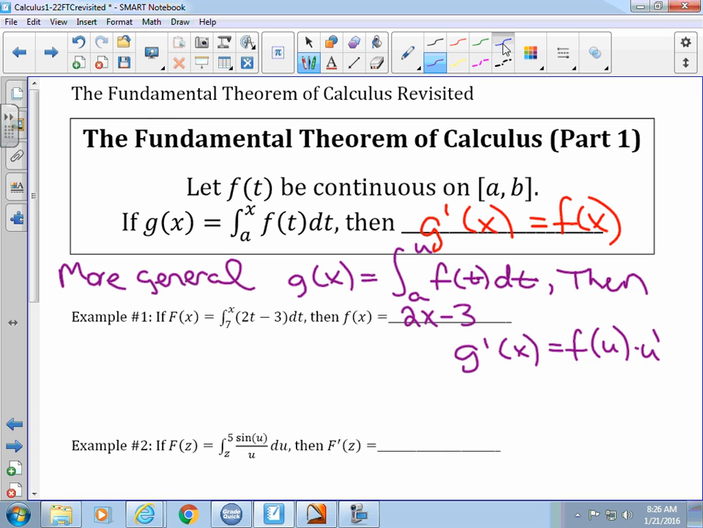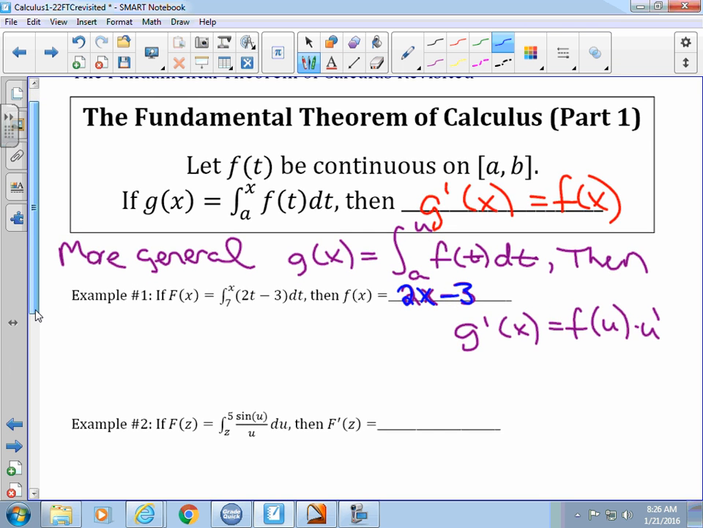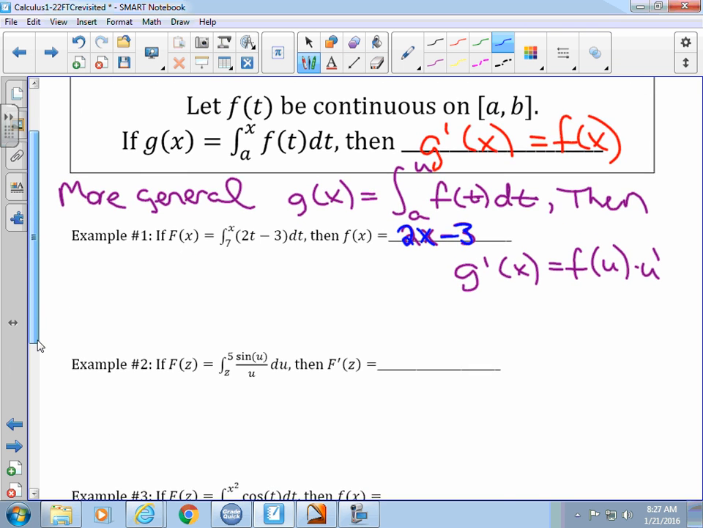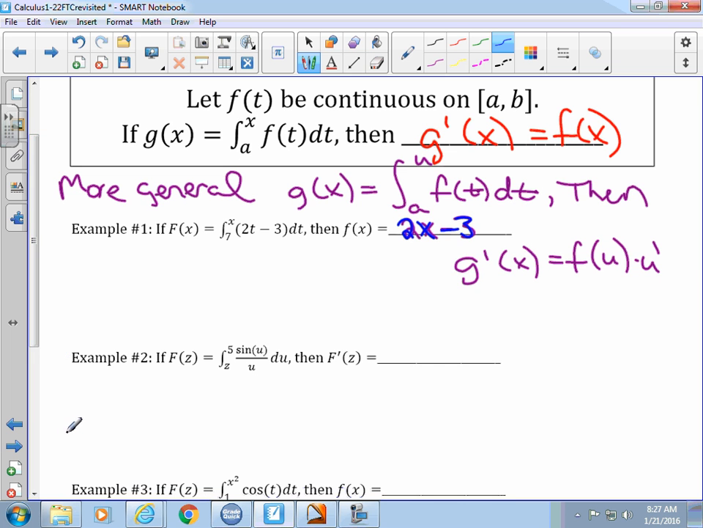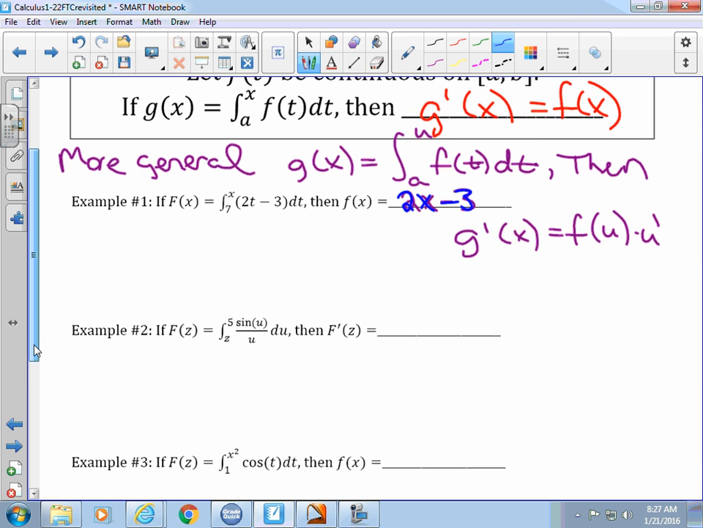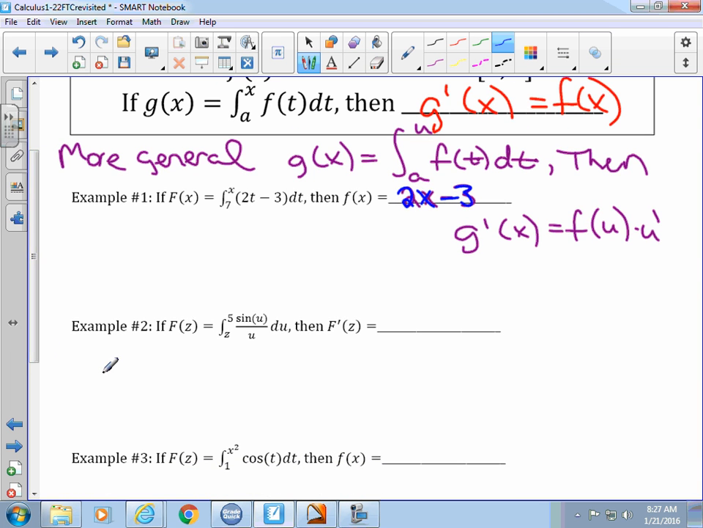Let me use a different color so that doesn't look like part of that theorem. 2x minus 3. No work expected. We're just going to use the theorem. I hope on the AP exam you are not working that out. I hope you plug it in. Because that's what the first fundamental theorem of calculus says, that the derivative and the antiderivative undo each other.